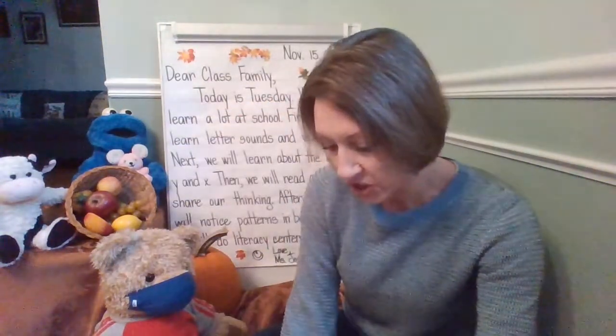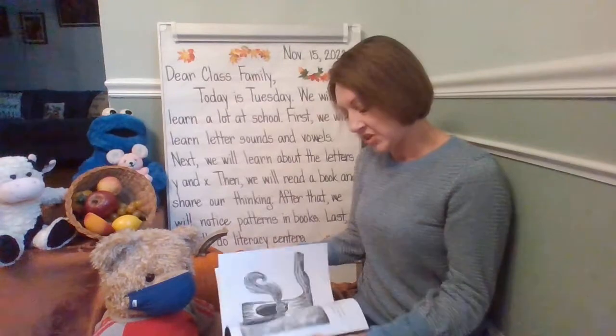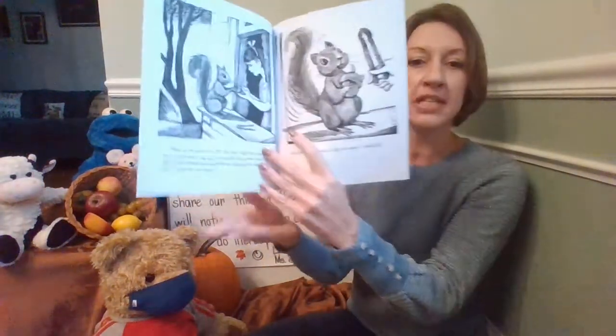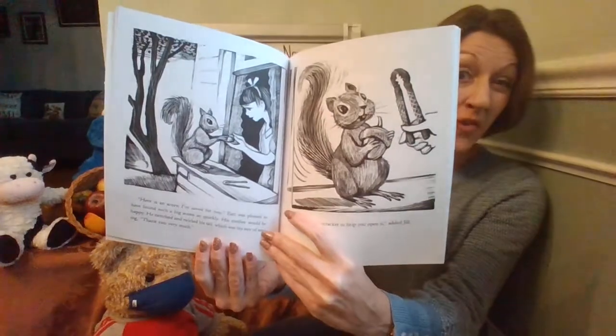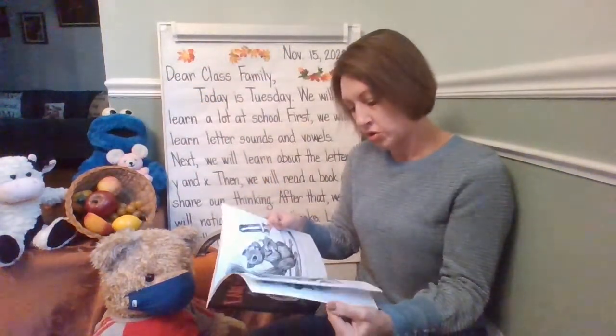We are going to be revisiting Earl the Squirrel. We were able to get through part of the book yesterday, and we revisited some of the special words, like he twitched and twirled his tail. We were talking about vocabulary words. What does twitched mean? What does twirled mean?